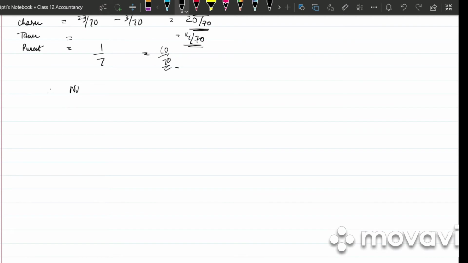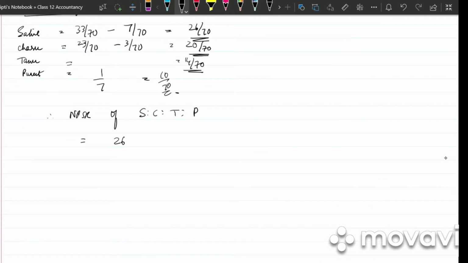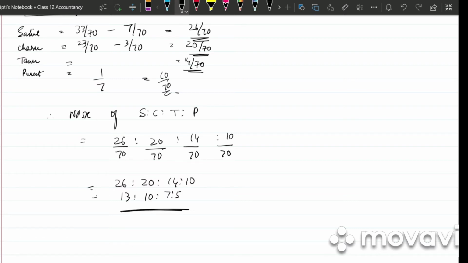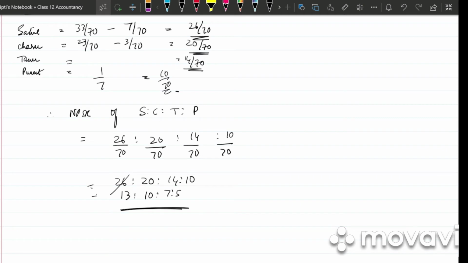So therefore new profit sharing ratio of Sahil is to Charu is to Tanu is to Puneet. Sahil, it is how much? 26/70 is to 20/70 is to 14/70 is to 10/70, that is 26 is to 20 is to 14 is to 10. We simplify it. 13 is to 10 is to 7 is to 5. Clear? We can only simplify the ratio when it is divided by a common factor. So here it is divided by 2. 2 13s are 26, 2 10s are 20, 2 7s are 14 and 2 5s are 10.